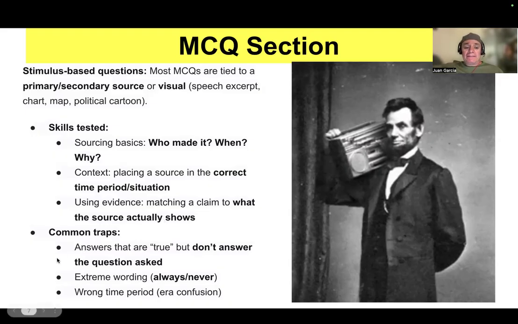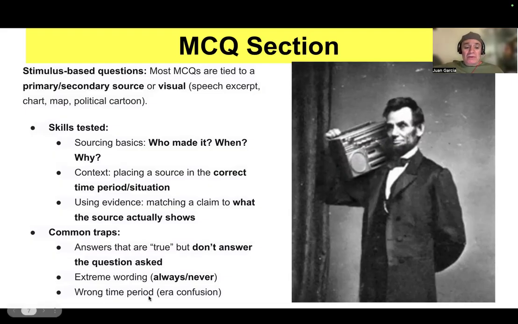The first one is answers that are true, but don't answer the question asked. You can get confused by reading some of the options, A, B, C, D, and some of them can be true, but look at the question. Always look at the question and make sure that you understand what the question is asking you to do. And that's where you are going to align yourself. So don't just go for a correct answer. Probably there will be two correct responses or sometimes three correct responses in a multiple choice option. But don't fall into this trap. Make sure the answer is answering the question being asked.